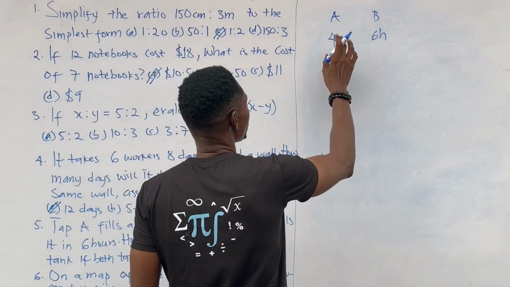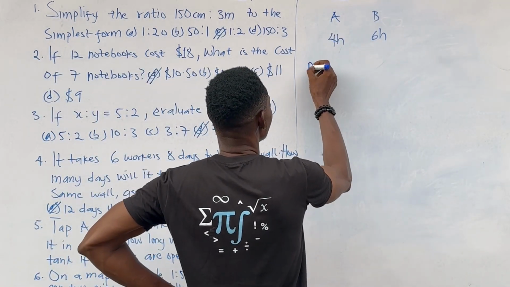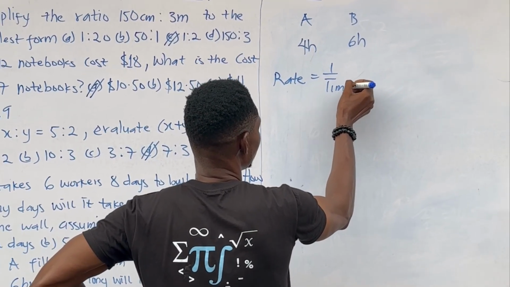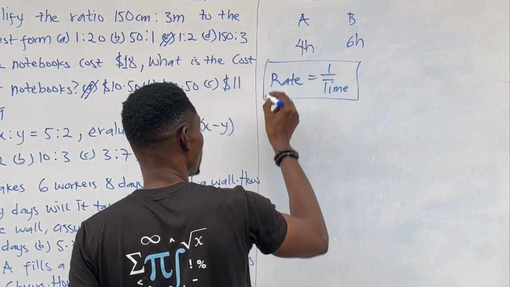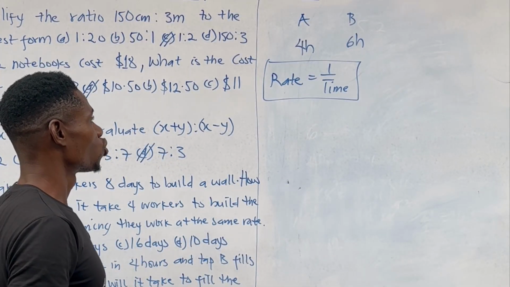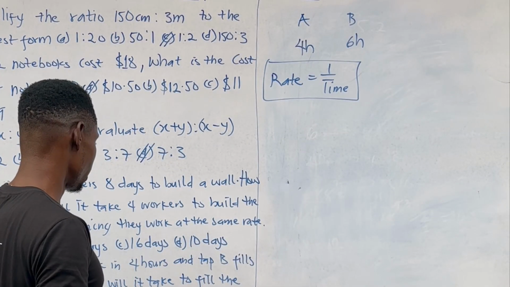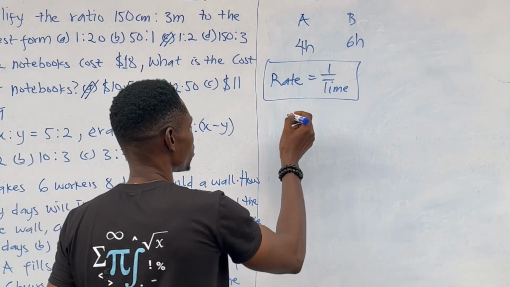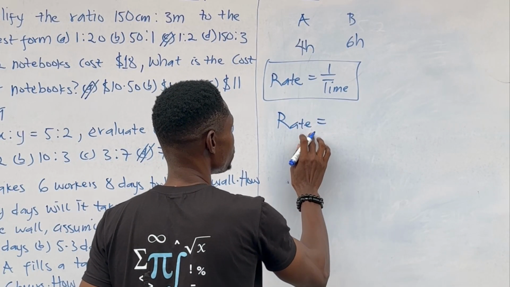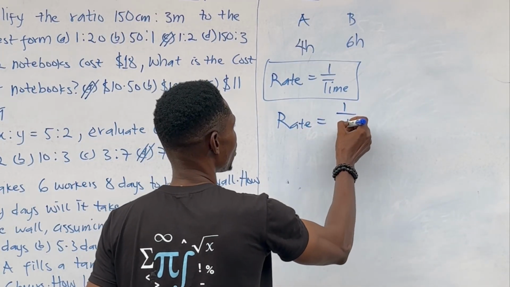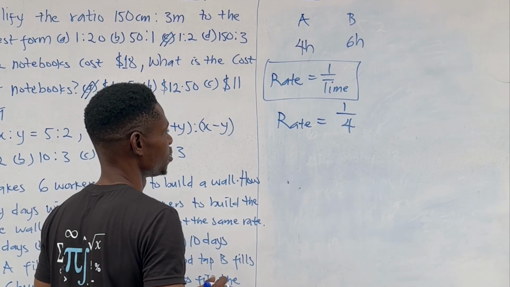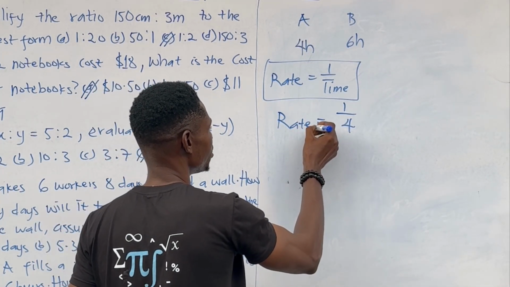Okay, so first, the rate. Remember, rate is 1 over time, right? We explained this earlier. So rate is 1 over time. So what is the rate at which tap A will fill the tank? So the rate of tap A filling the tank is 1 over 4, or rate is 1 over time. That's the rate for tap A. Let me put it this way.